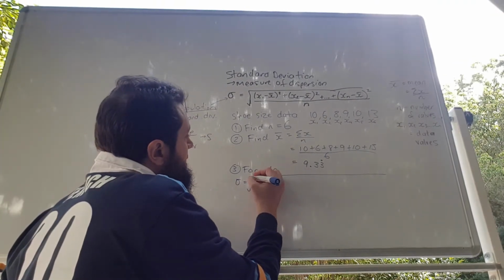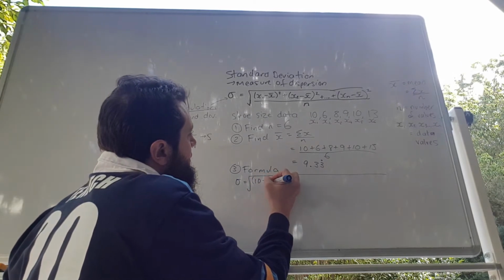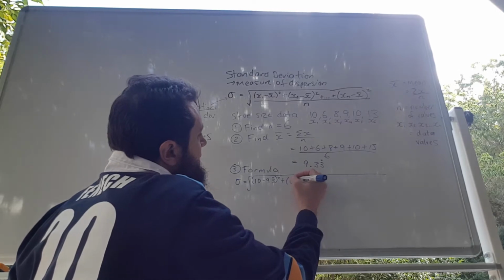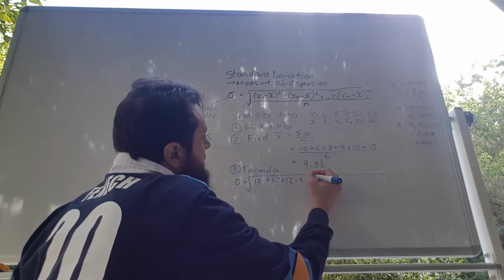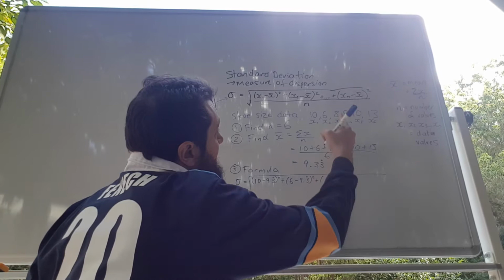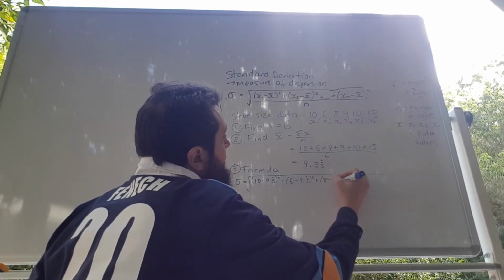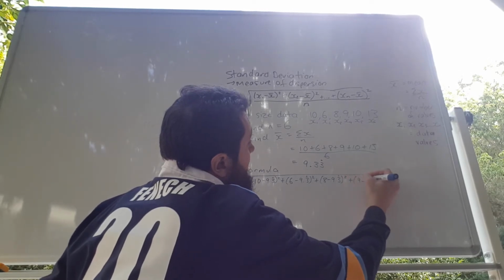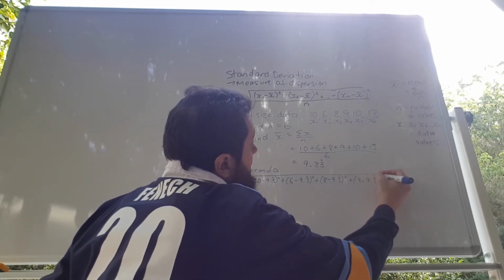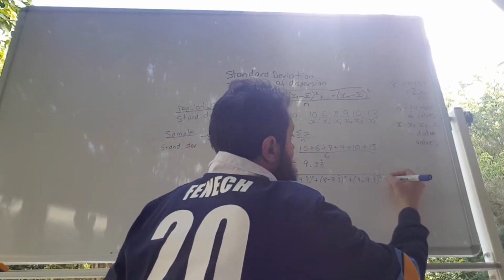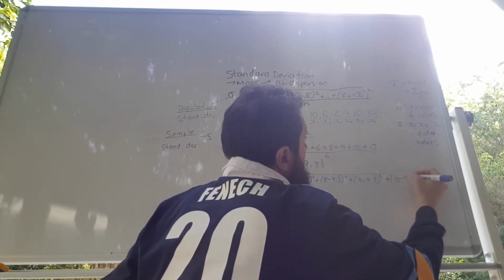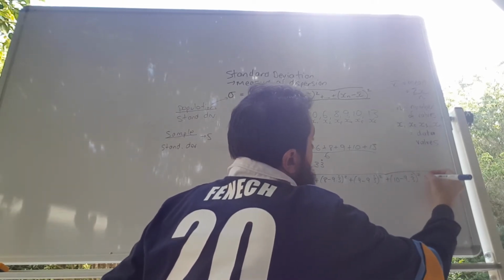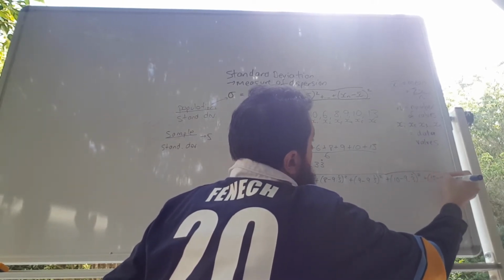So it's going to be 10 subtract your 9.3 recurring squared, plus second value 6 take 9.3 recurring squared, plus 8 take 9.3 recurring squared, plus 9 take 9.3 recurring squared, plus 10 take 9.3 squared, plus 13 take 9.3 recurring squared.